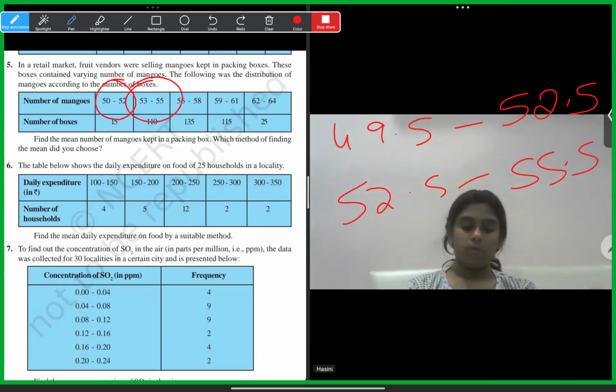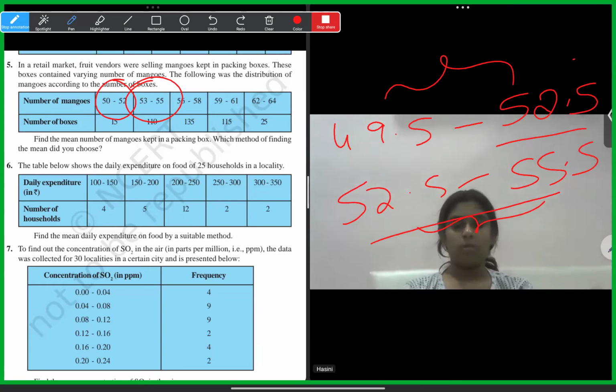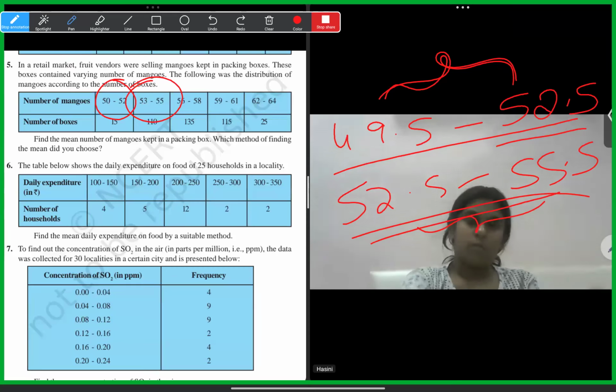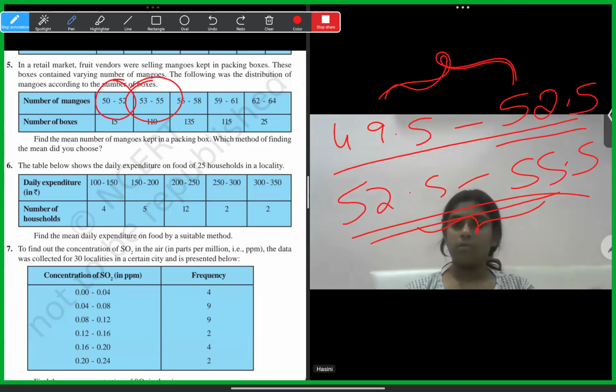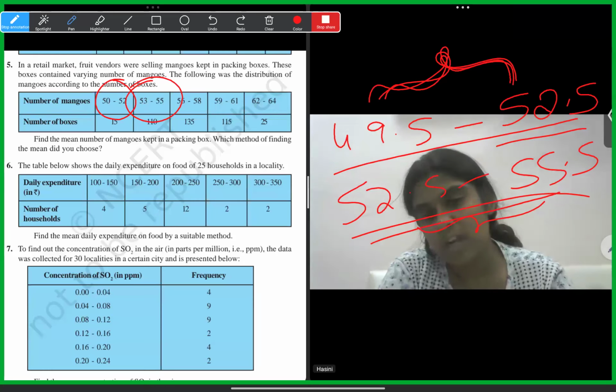So like that, Hasni, now check the class size. Now they're continuous, sir. Class intervals are continuous also, and what is the class size now here? 52.5 minus 49.5. Class size means upper limit minus lower limit. Yes, it's 3, Hasni. Here also it is 3.